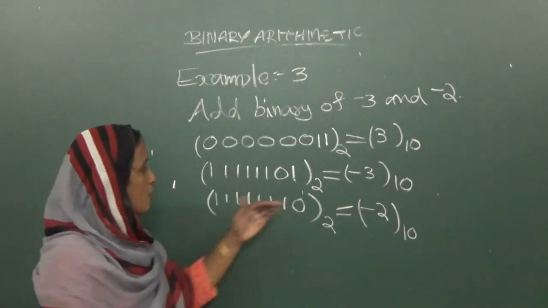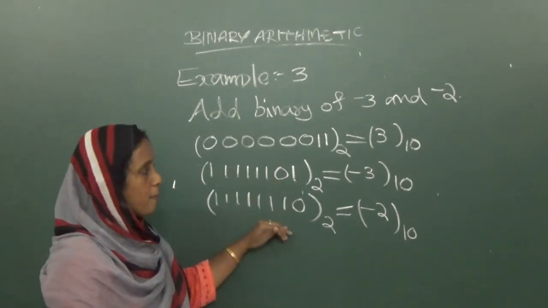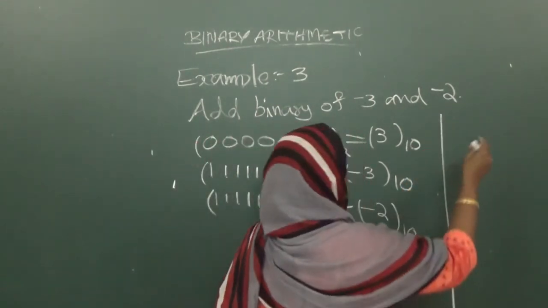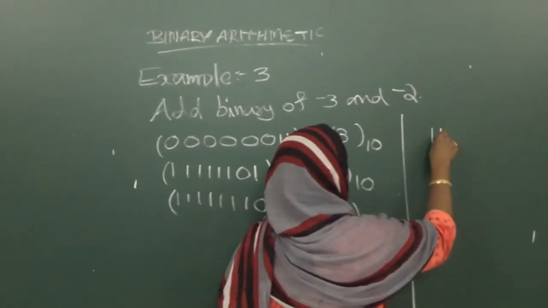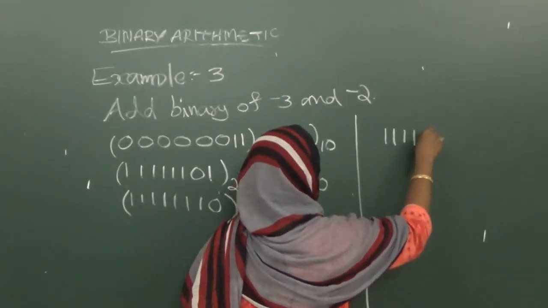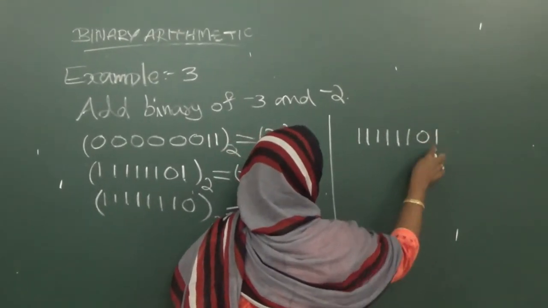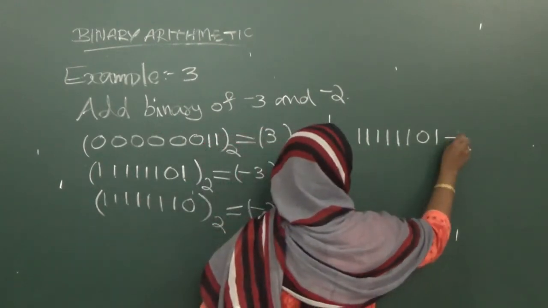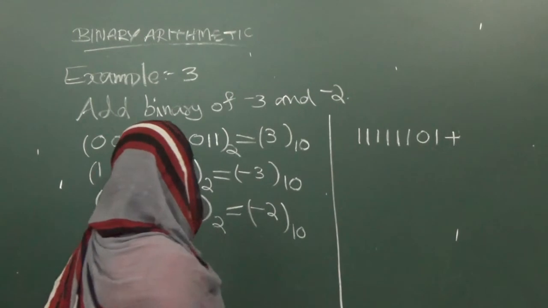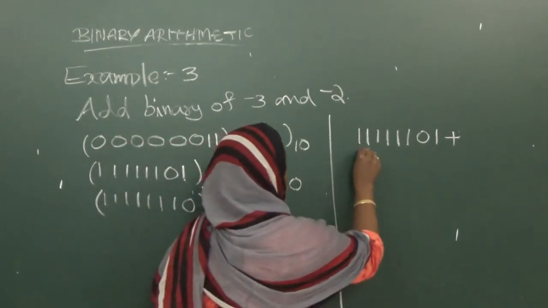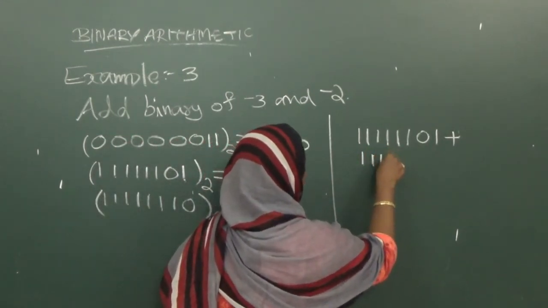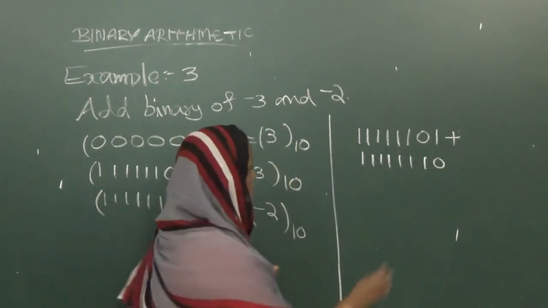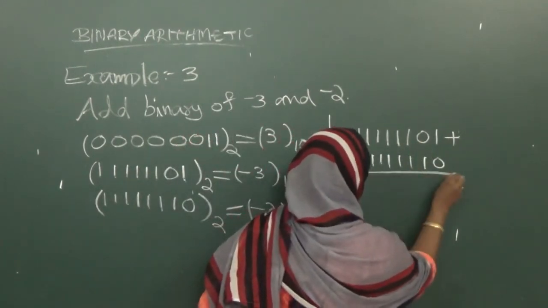Okay. Now we want to add these two numbers. So we can add these two numbers here. So 1, 1, 1, 1, 1, 1, 0, 1, 8 bits: 1, 2, 3, 4, 5, 6, 7, 8. Okay. This plus the next number minus 2: 1, 1, 1, 1, 1, 1, 1, 0. This is the minus 2. We want to add these two.